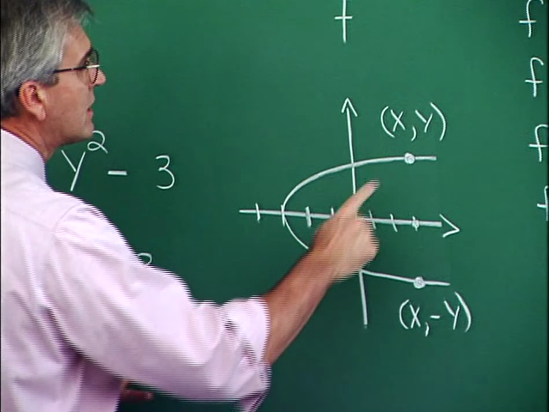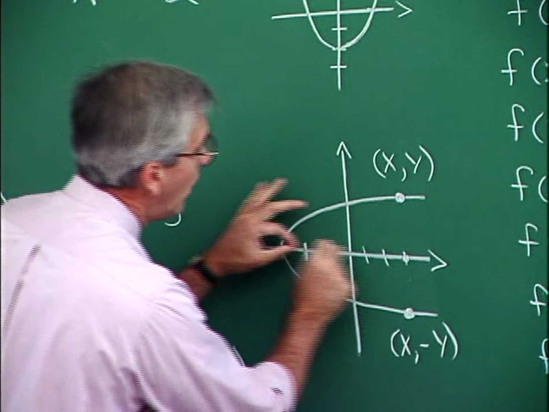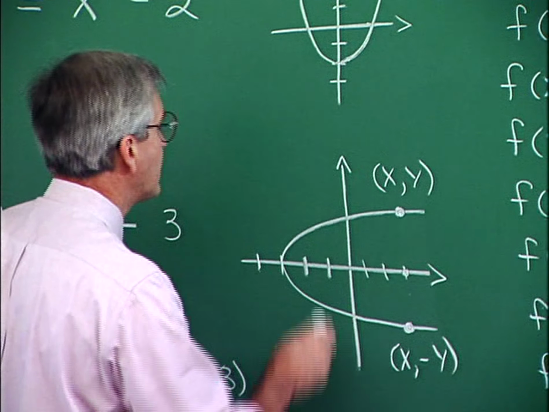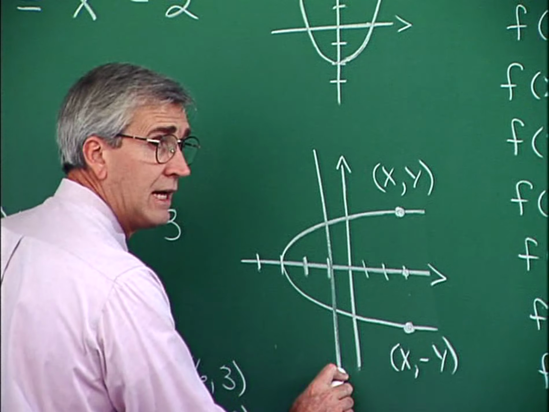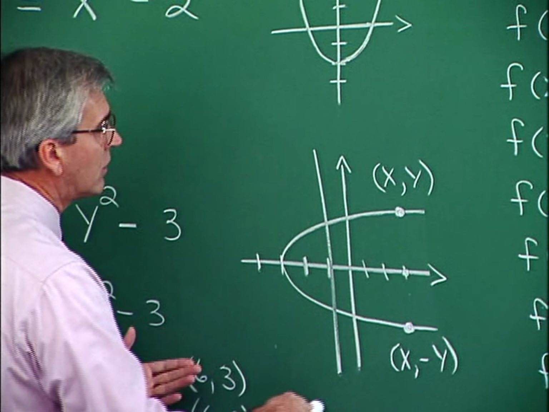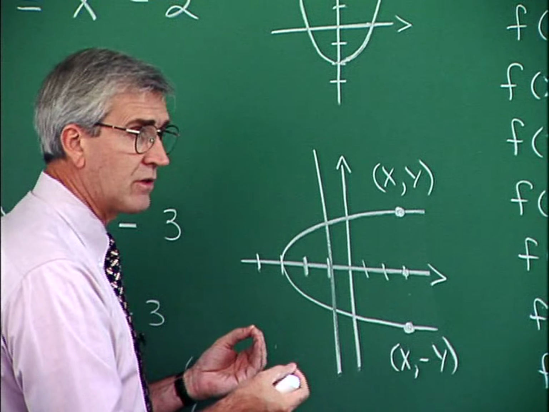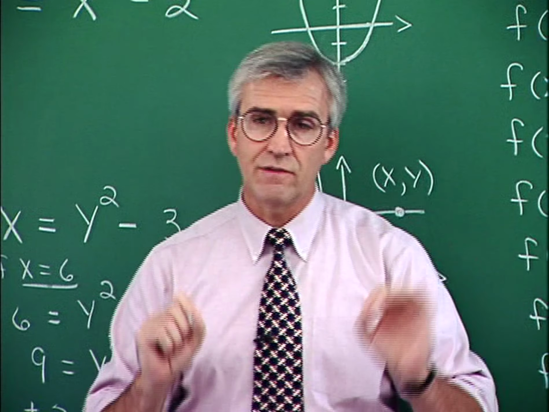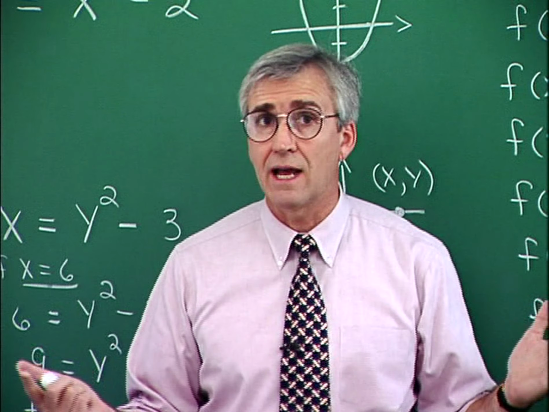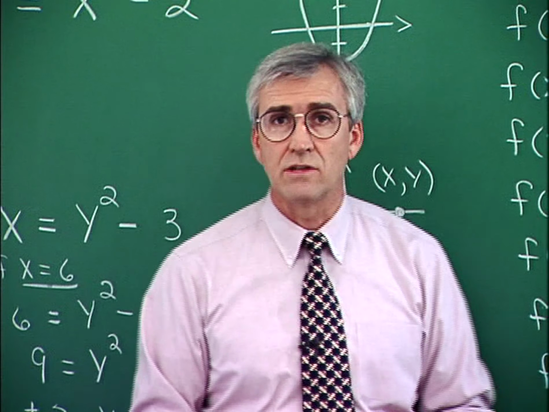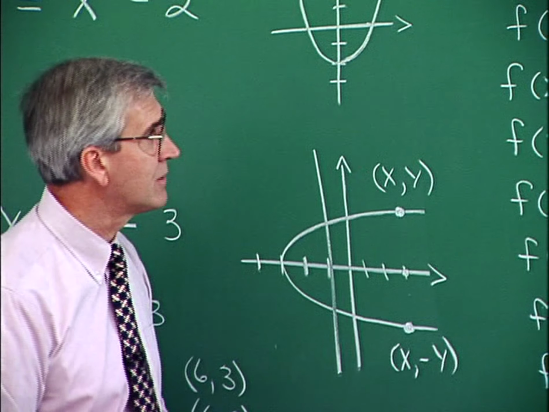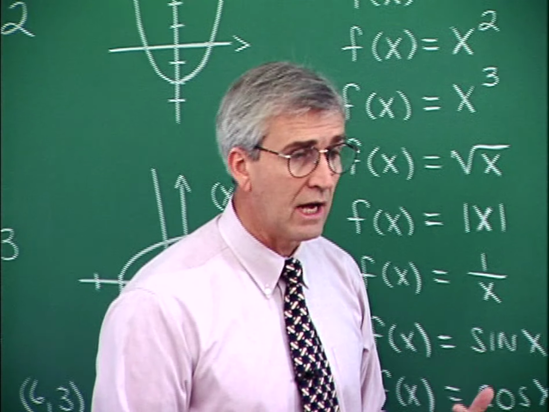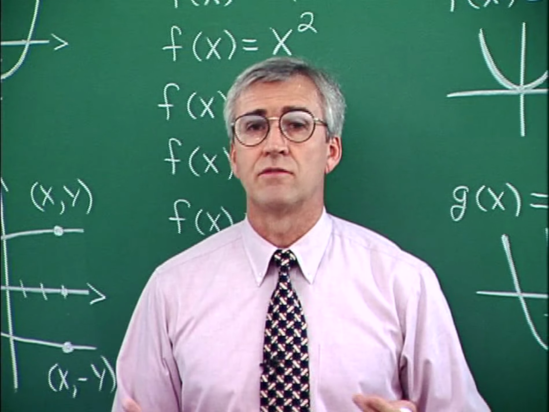It's for this reason, this idea that one x throws off two values of y, that we have a vertical line test for functions. We fail the vertical line test. That is, if we can draw a vertical line through the graph and it intersects the graph in more than one point, then it means that one value of x throws off two values of y, and therefore we do not have a situation where y is a function of x. Vertical line test.